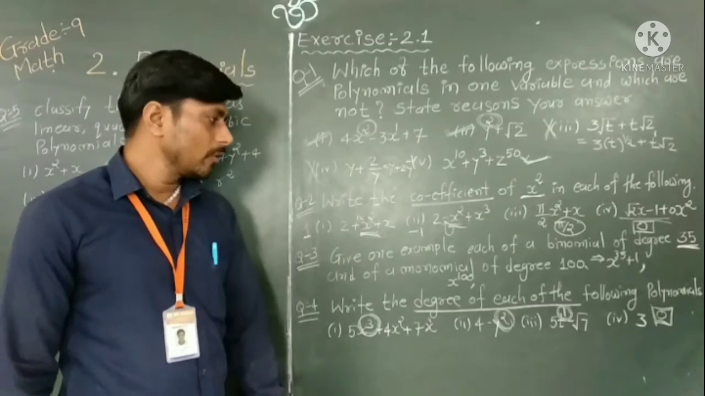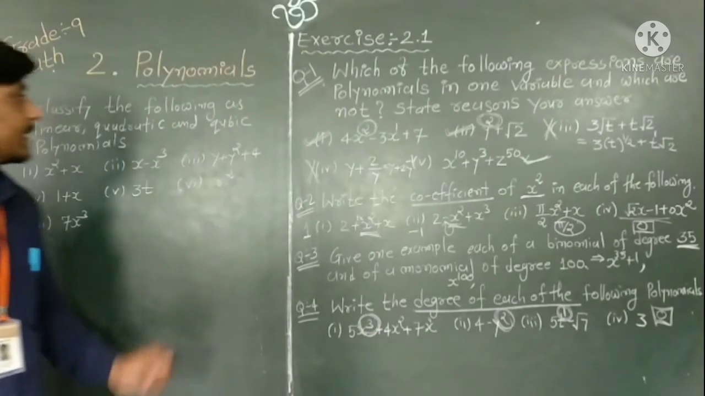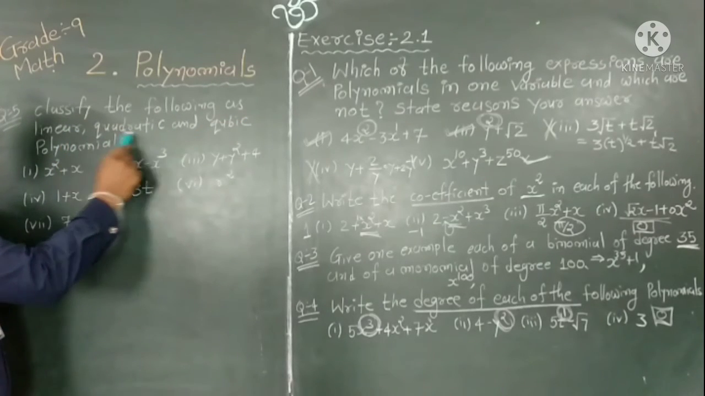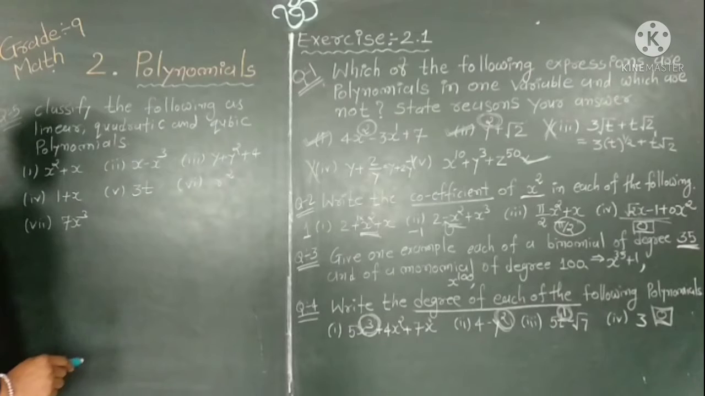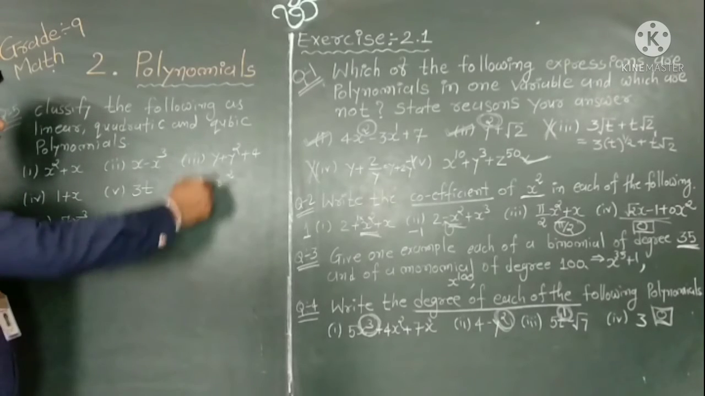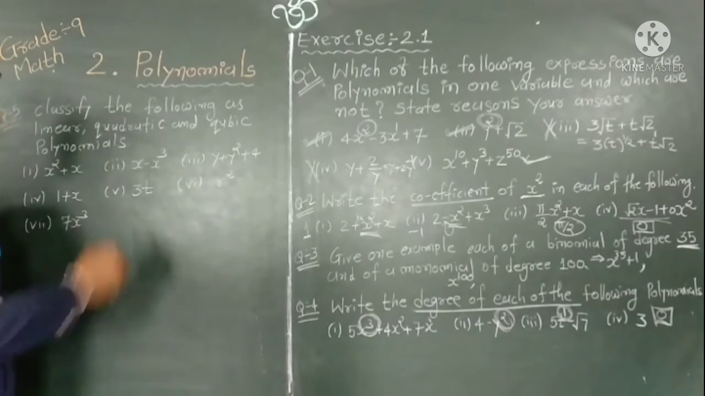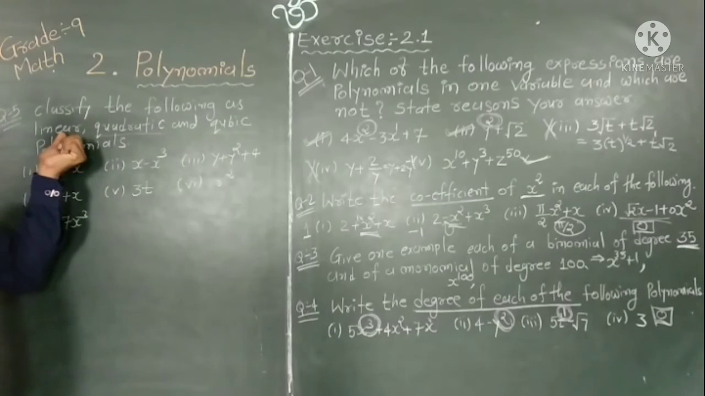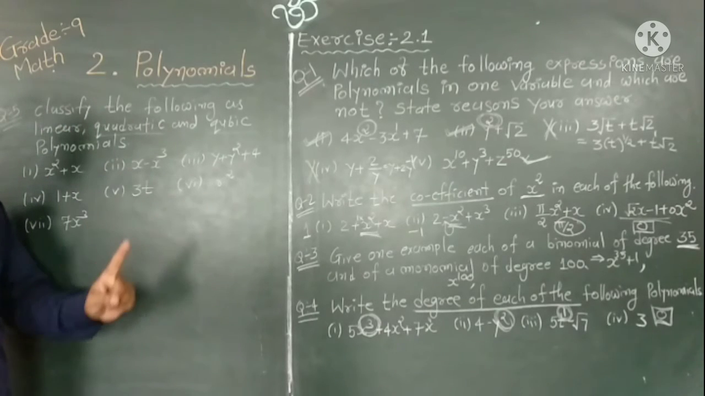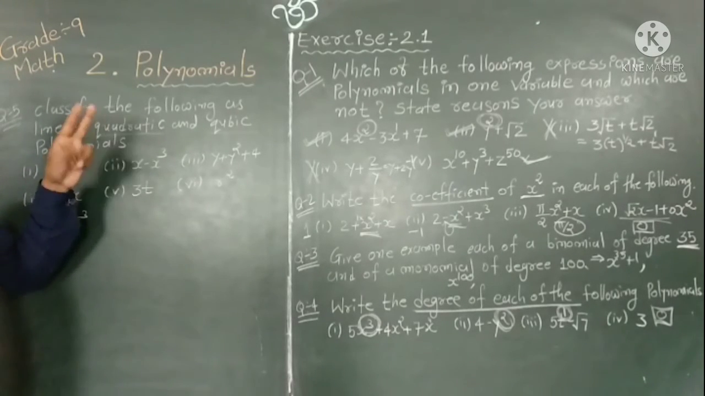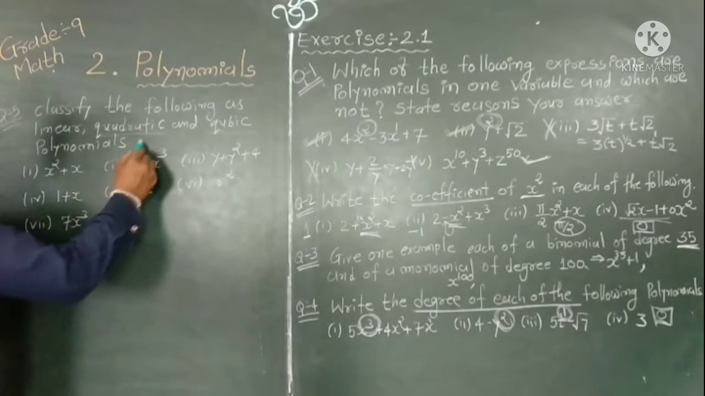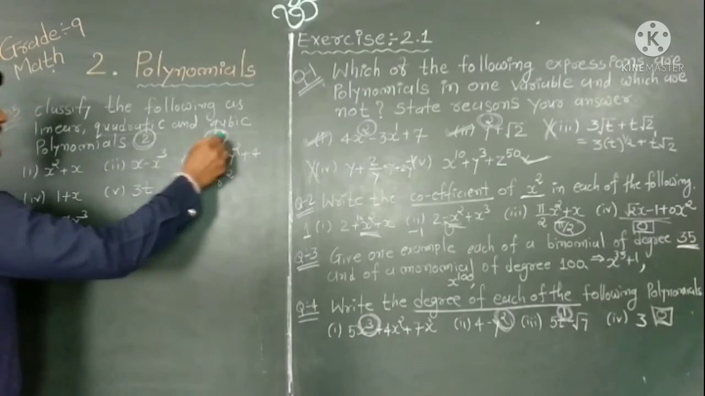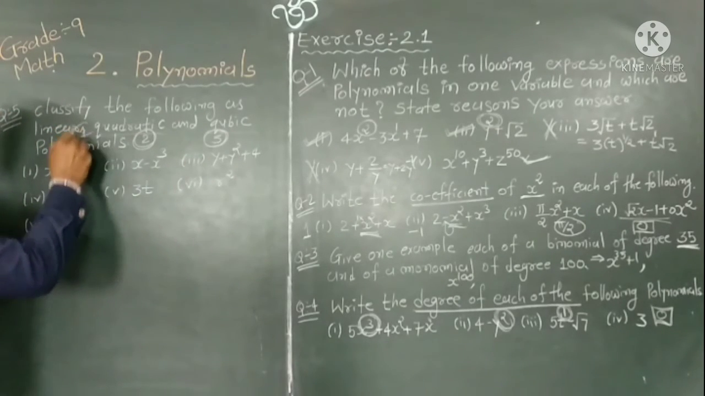Okay, I hope you all have understood. Okay, now look, question number 5. Classify the following as linear, quadratic and cubic polynomials. We have to check which one is linear, which one is quadratic, and which one is cubic. First of all, what is the definition of linear? If a polynomial has degree 1, then it is linear. If degree 2, then it is quadratic, and cubic if it has degree 3.